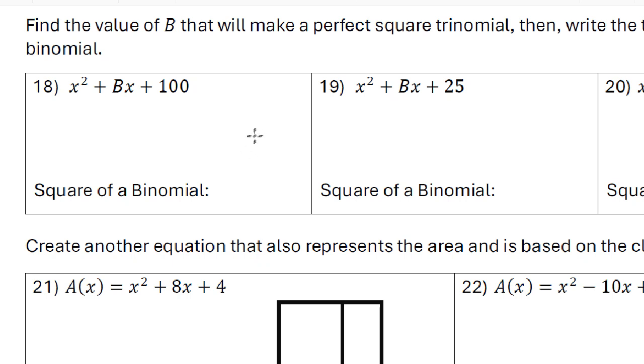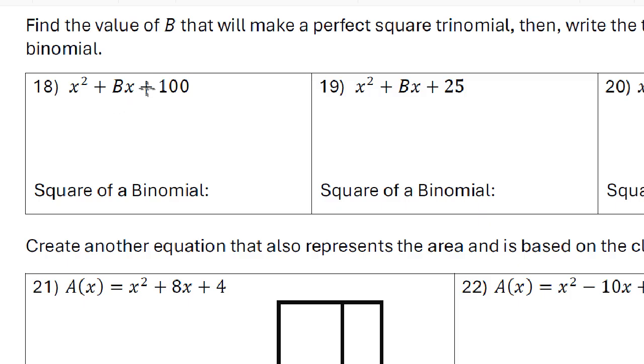All right, 18, 19, and 20. Find the b value, or the value of b, that will make a perfect square trinomial, and then write the trinomial as the square of a binomial. So, same thing we did a moment ago.